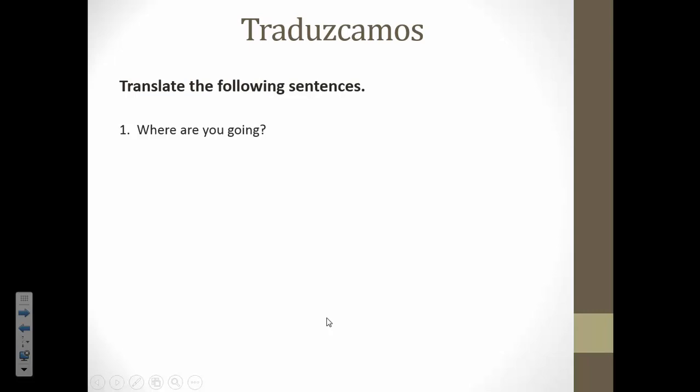Okay, let's translate some sentences together. Traduzcamos. Where are you going? Well, in Spanish, when you want to ask someone where they're going, you have to use the to where. So, you should say, ¿A dónde vas tú? To where are you going? Notice because it's you, we used vas.